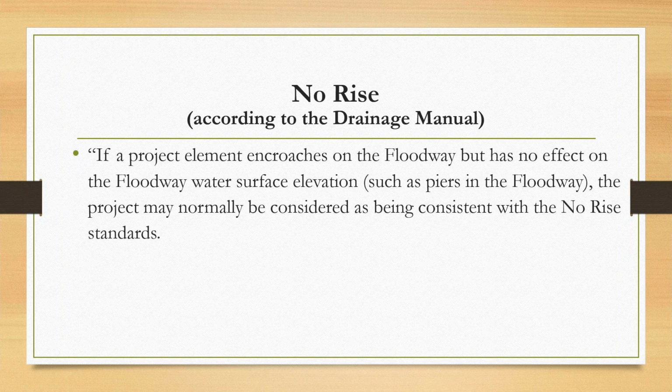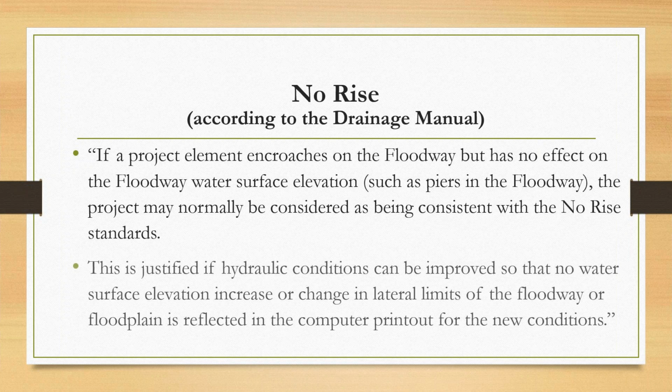If a project element encroaches but has no effect on the flood water surface elevation, such as piers, the project may be considered consistent with the no-rise. According to the drainage manual, which this is quoting, this is justifiable if the hydraulic conditions can be improved so that no water surface elevation increase or no change in lateral limits of the floodway or floodplain is reflected in the computer printout, that's a little old language, for the new conditions.